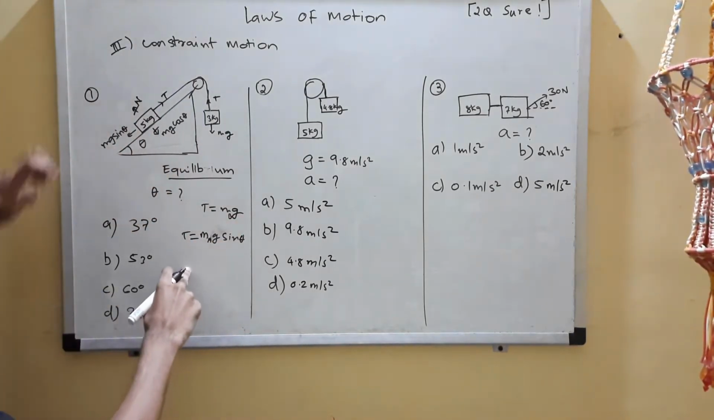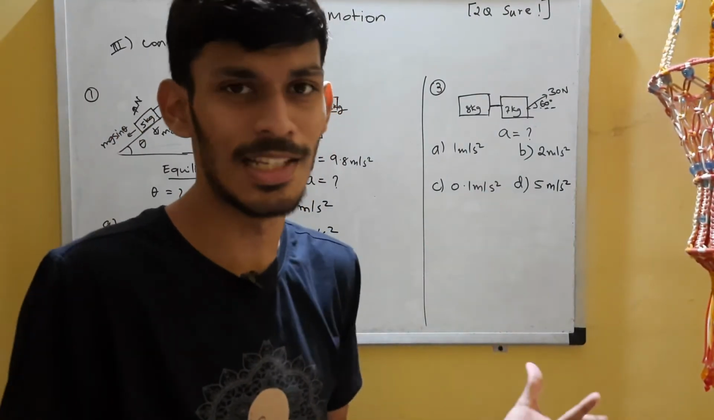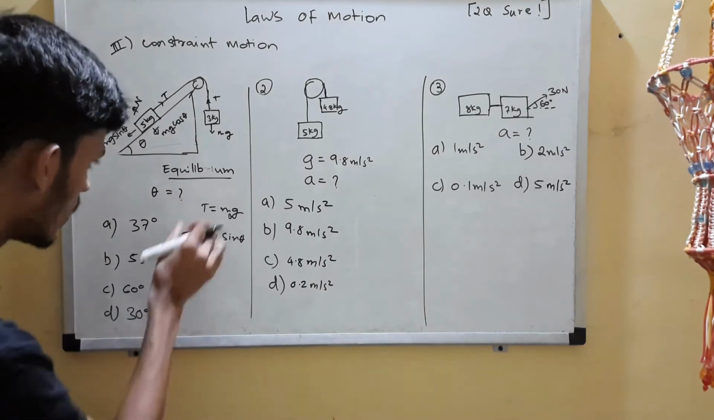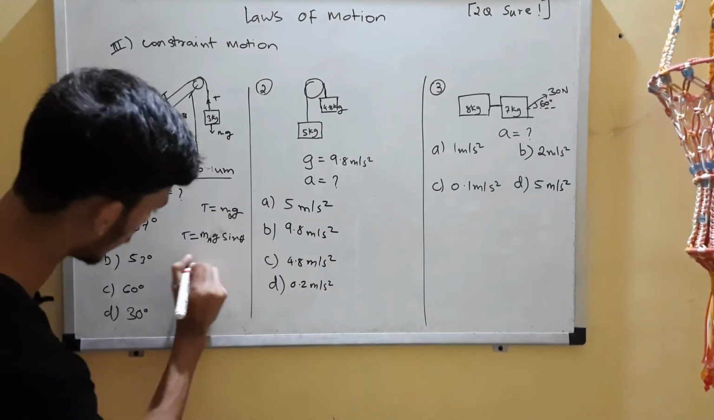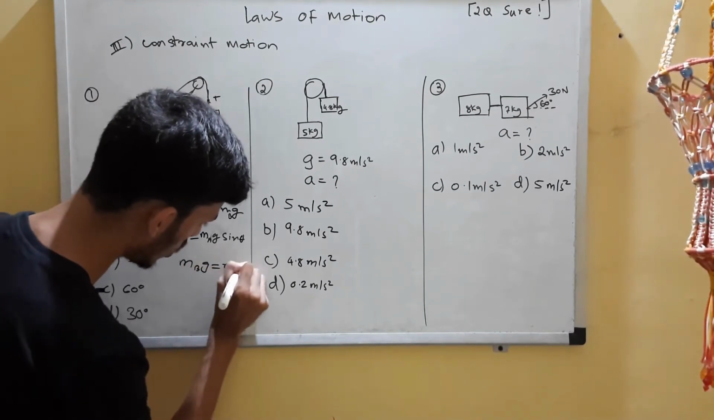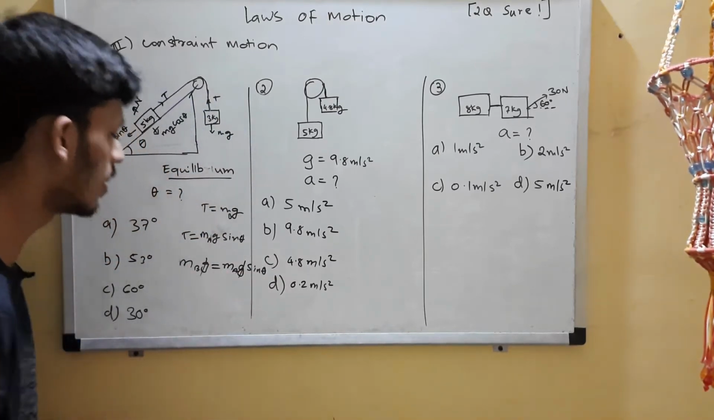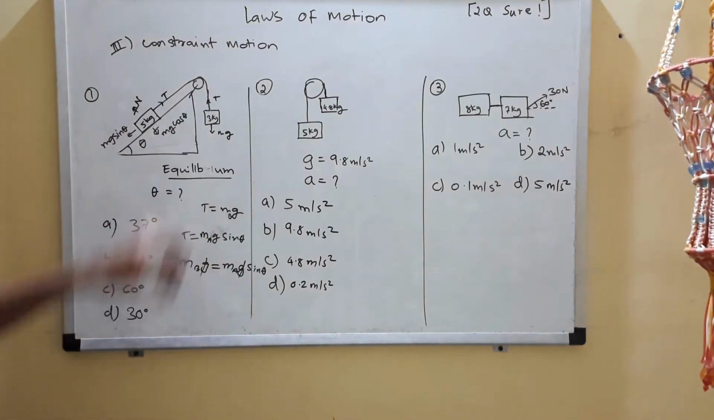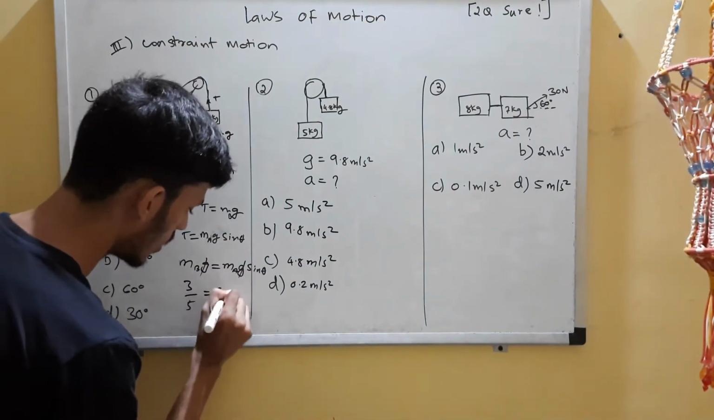Now these two tension forces are equal because it is a massless string, right? So you can just equate them: T equals m_b g, and this one. So m_b g equals m_a g sin theta, right? So g and g will cancel. Mass of b is 3, mass of a is 5, so sin theta is 3 by 5.